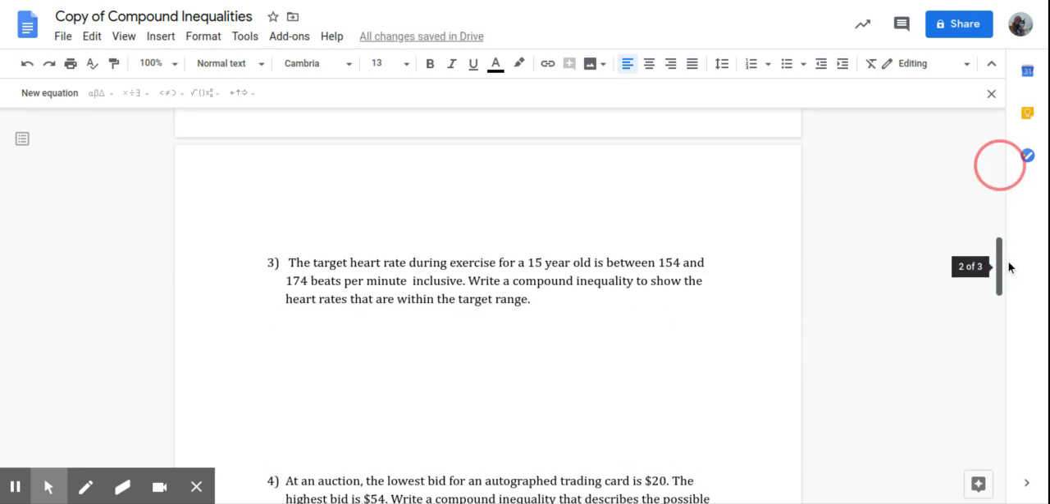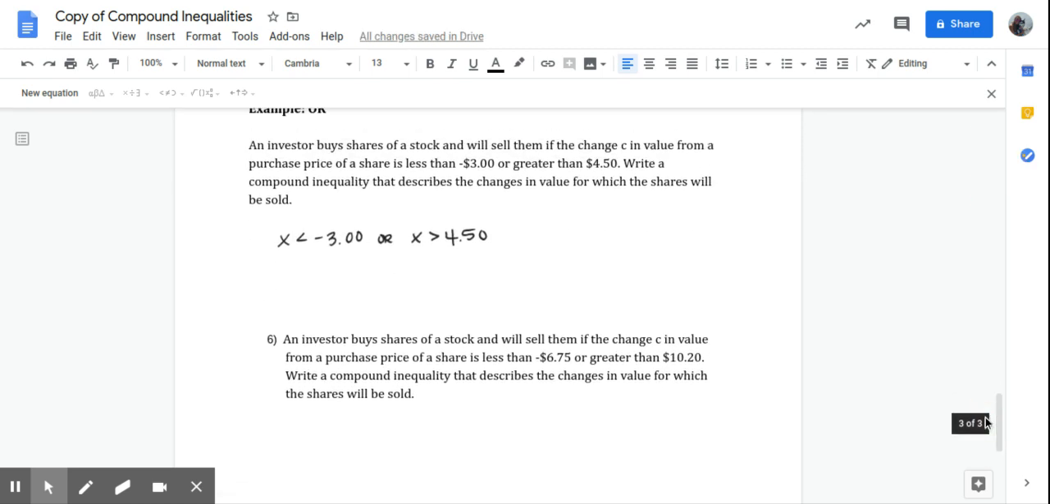So you guys can try the rest of these. And then for the or one, just make sure you look for these key words right here.